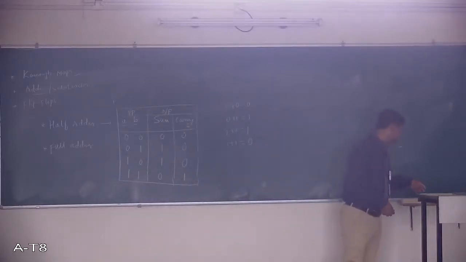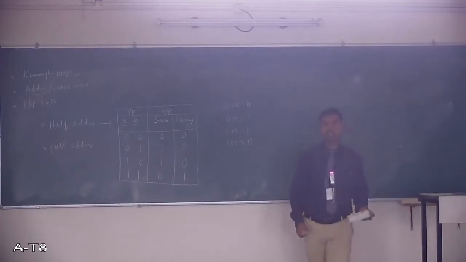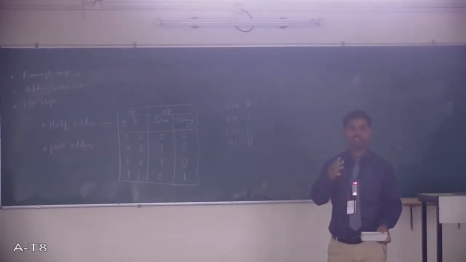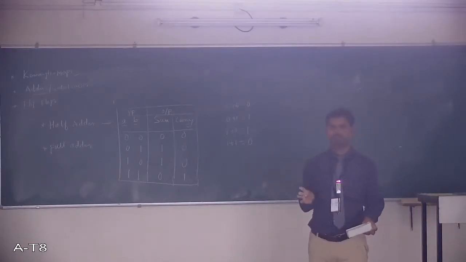Half adder is the adder which can add only 2 bits. Full adder is the adder which can add 3 bits. Okay, but adder always produces 2 outputs, remember. One is a sum, one is a carry.